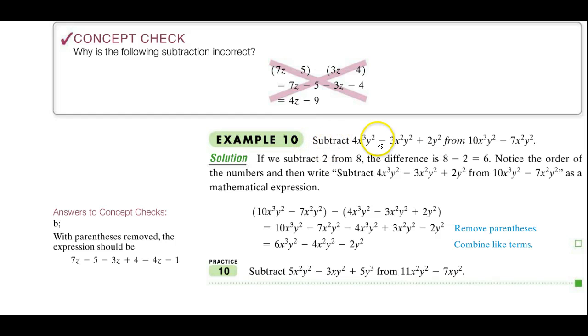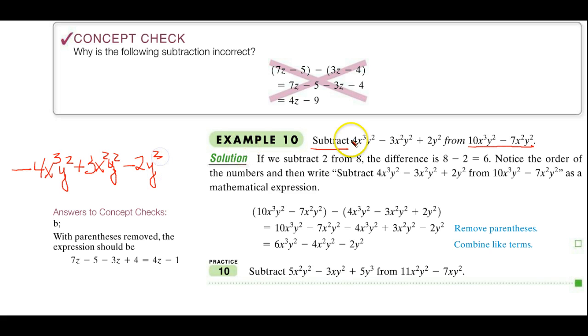Now, for example 10, at times you're going to be reading something. This says subtract this from this. So, the key to something like this, when they say subtract, you're going to make all of these the opposite sign. 4x to the third, y to the second. This was a negative, now it's going to become a positive. 3x squared, y squared. This was a positive, now it's a negative.